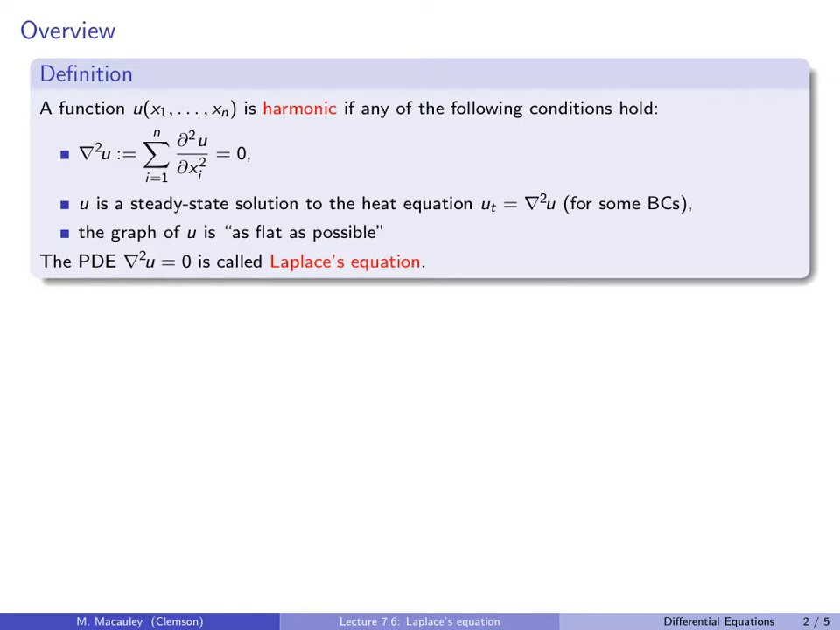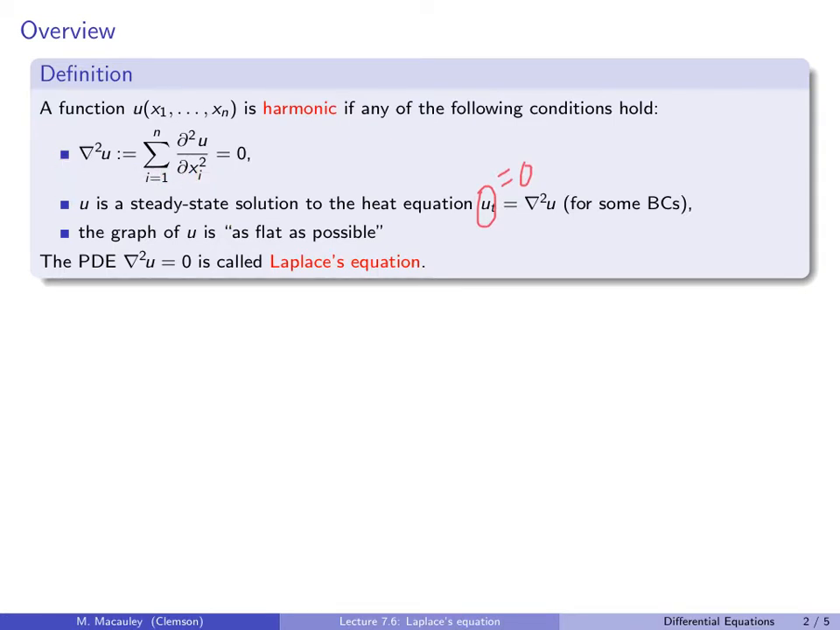Equivalently, u is harmonic if it is a steady-state solution to the heat equation. That's easy to see algebraically because this is the heat equation, and steady state just means that u_t equals 0. So if we take u_t and set it equal to 0, you see that the equation we get is exactly this equation up here. So it's easy to see these things are equivalent.